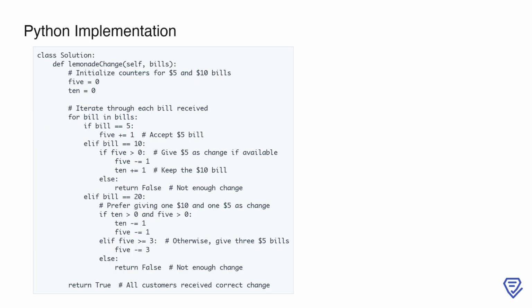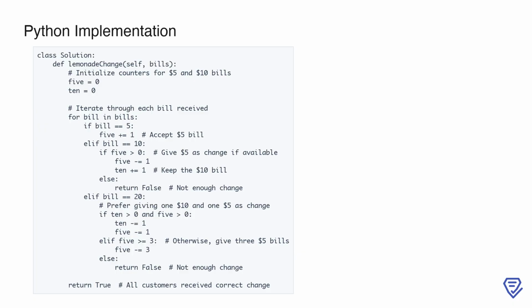3. If the bill is $20, we prioritize giving one $10 and one $5 as change, if we have them, because this minimizes the depletion of $5 bills. If that isn't possible, we check if we can give three $5 bills as change. If neither option is feasible, we return false since we cannot provide the required change.